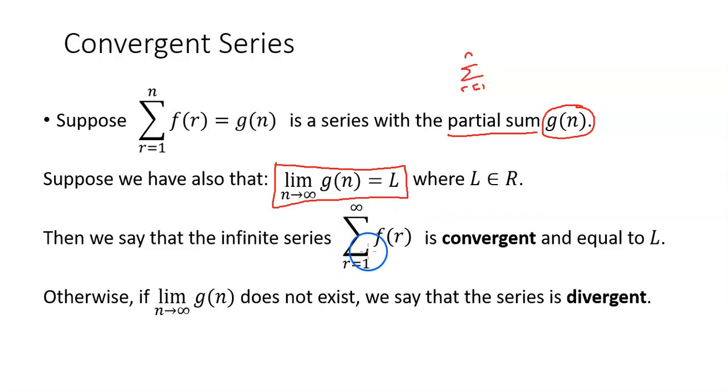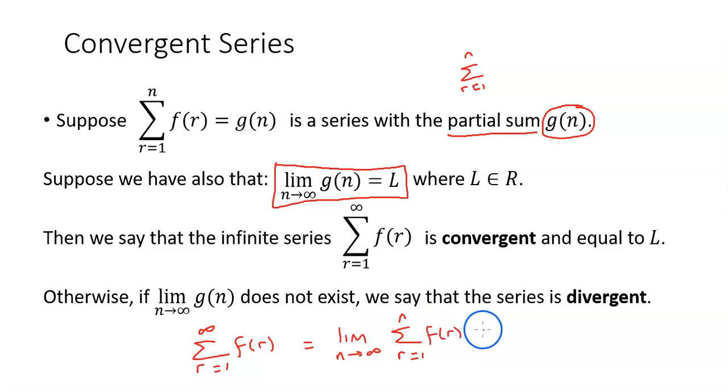So just to be clear about this sum from r equals 1 to infinity of f of r, this really does mean the limit as n tends to infinity of the sum from r equals 1 to n of f of r. In other words, it's just the limit as n tends to infinity of g of n. And it either exists or it doesn't.